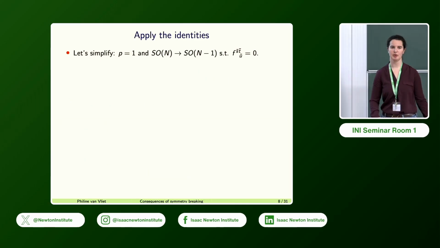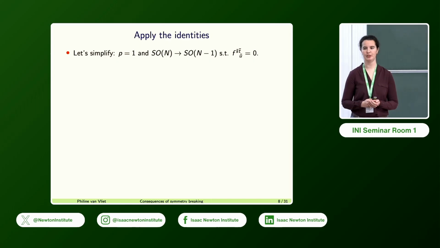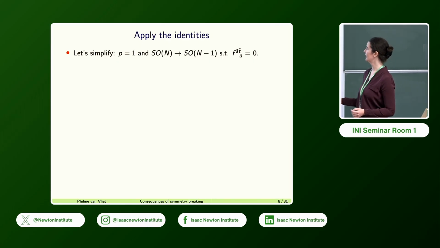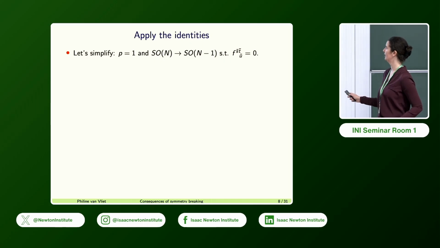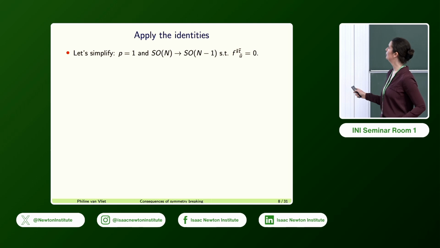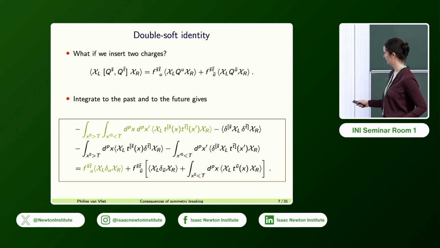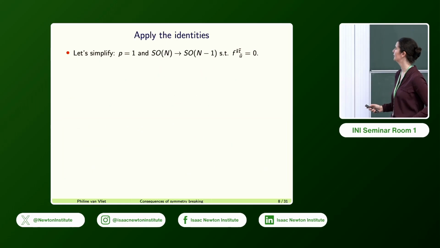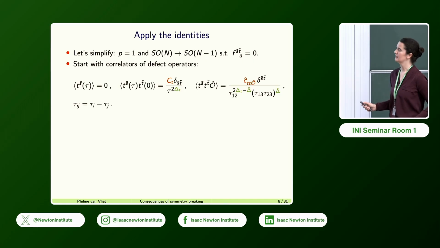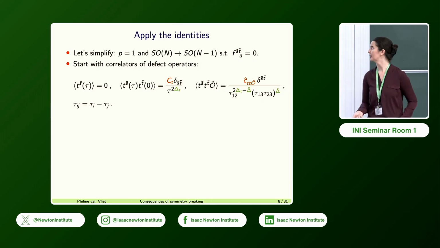Okay, so let's simplify, and we're going to take just one-dimensional defects, so line defects, and we also take an extra symmetry breaking that is going to be SO(N) to SO(N-1). In particular this will mean that this f of only broken charges is 0. So this is also why, for example, this whole term immediately drops out, just by the choice of defects we consider.